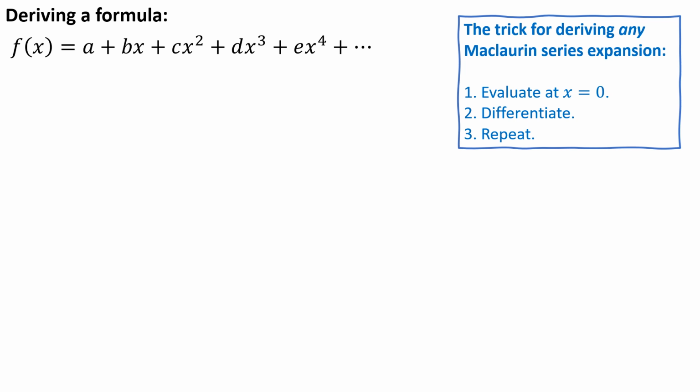Then we go a step further. If we differentiate this infinite polynomial, we get another infinite polynomial. But now the a has disappeared, and the bx term has turned into b. So if we substitute 0 into this, if we know the derivative of cos is minus sine, I can now do minus sine of 0 and compare it to this expansion on the right, which is b plus a bunch of zeros. So minus sine of 0 must be equal to b. b must be minus sine of 0.